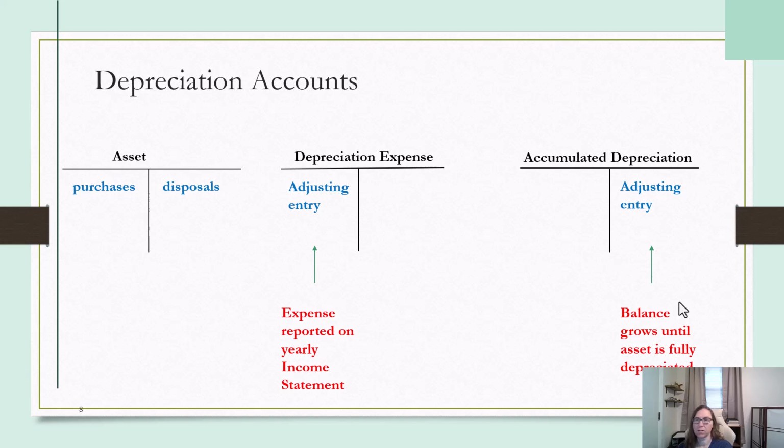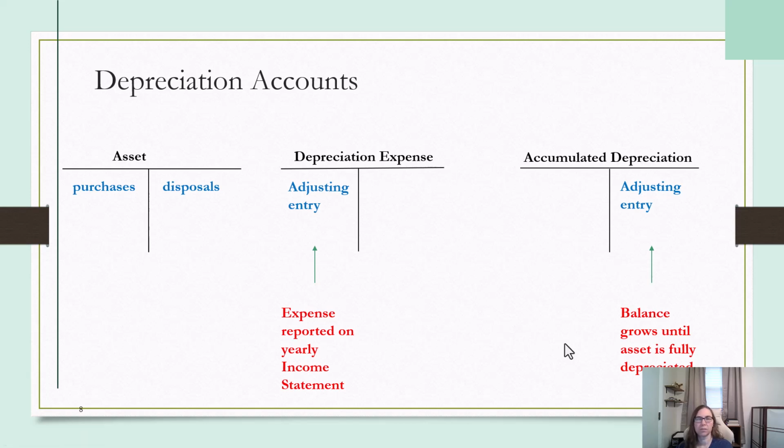And we'll talk about all of this at a later point. For now, just know that this balance is going to get bigger and bigger until it's fully depreciated. In other words, you're not going to depreciate beyond the cost of the asset. If you have an asset that's $12,000, you can't depreciate more than $12,000 of expense.